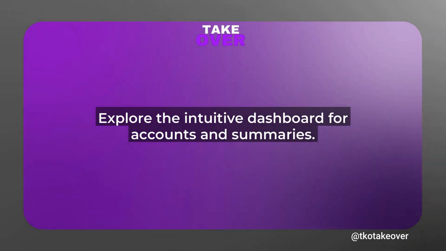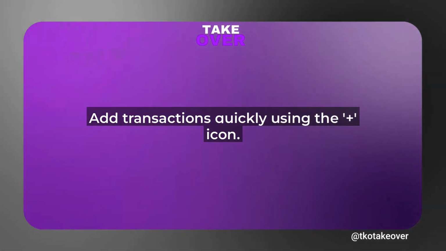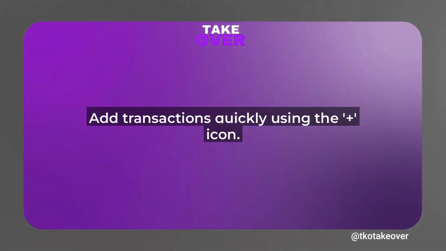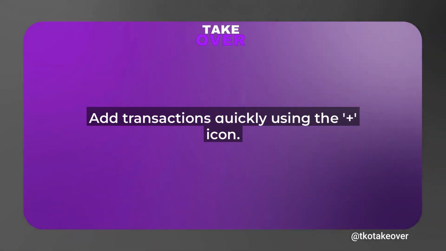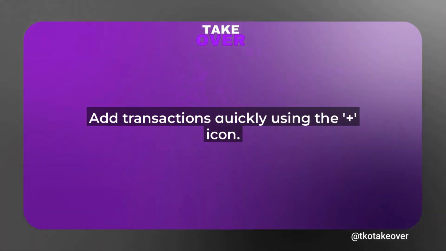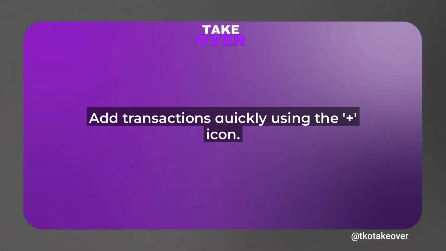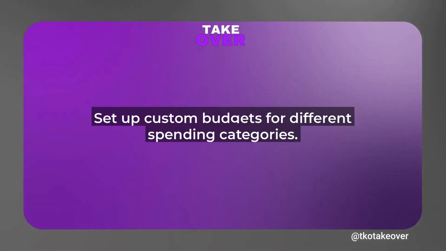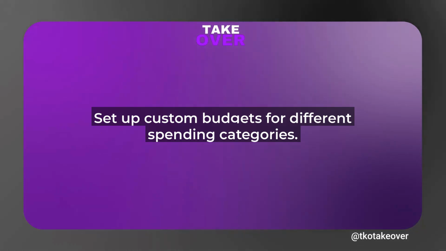Next, let's add a transaction. Tap the plus icon, select the type, whether it's a purchase, income, or transfer, and enter the details like amount, category, and date. Monarch Money even suggests categories based on your past entries, making it super efficient. Pro tip: attach a photo of your receipt for easy reference.